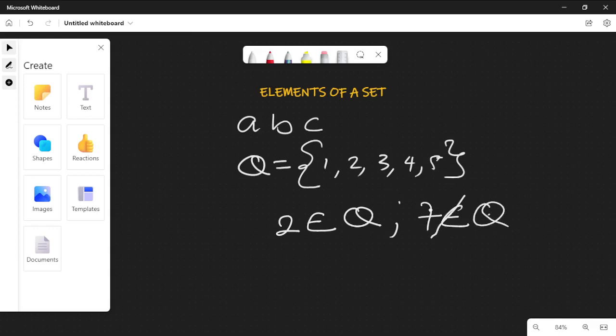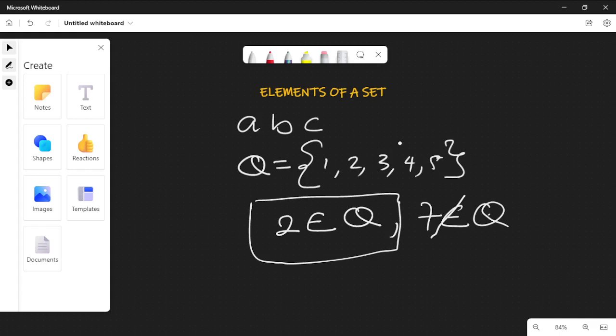What this one simply means is that 7 is not an element, that is 7 does not belong to Q. Do you understand that now? 7 does not belong to Q, but 2 belongs to Q. Do you understand that now? So we need to understand that as far as set notation is concerned. So 7 is not an element in Q. 2 is an element in Q.